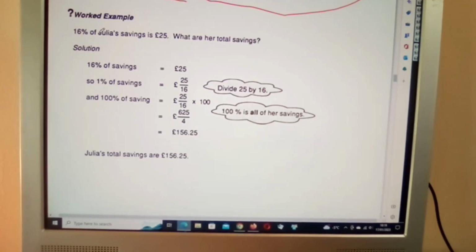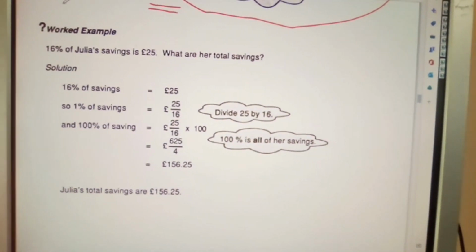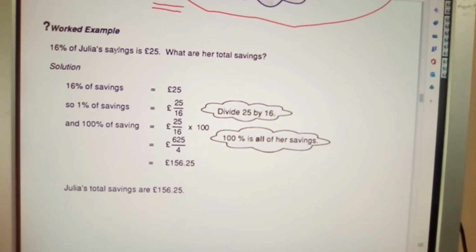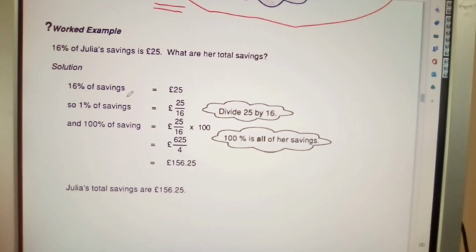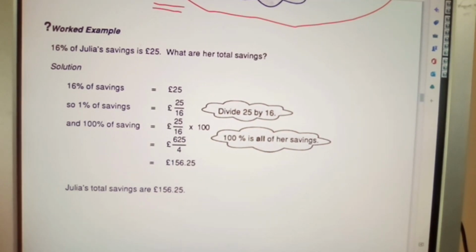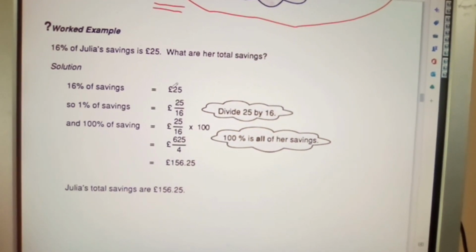Here we have another work example. 16% of Julia's savings is £25. What are her total savings? So let's look at Julia's savings, complete savings. And again, let me change my color so we have a different color for each in turn. So we know which ones we're dealing with.